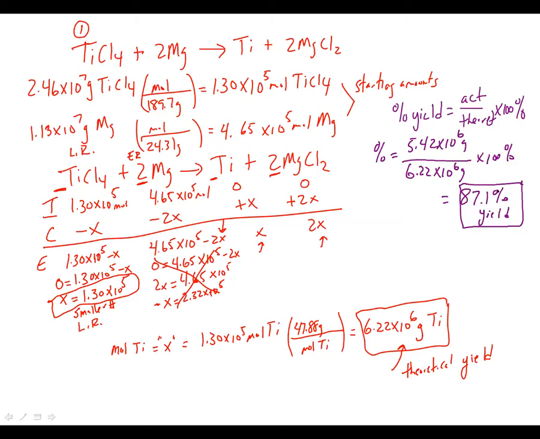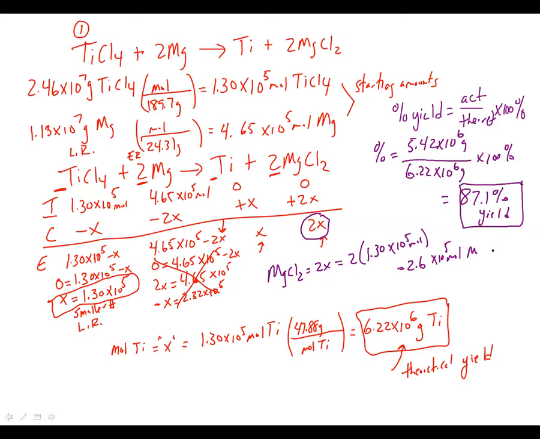Okay. Now, again, the benefit of the table is if you were also asked how much of the magnesium chloride you produced, you could really quickly put it back in and go, my magnesium chloride is 2 times X, which would be 2 times 1.3 times 10 to the fifth. And in a matter of seconds, you can come up with those answers, like 2.6 times 10 to the fifth moles.